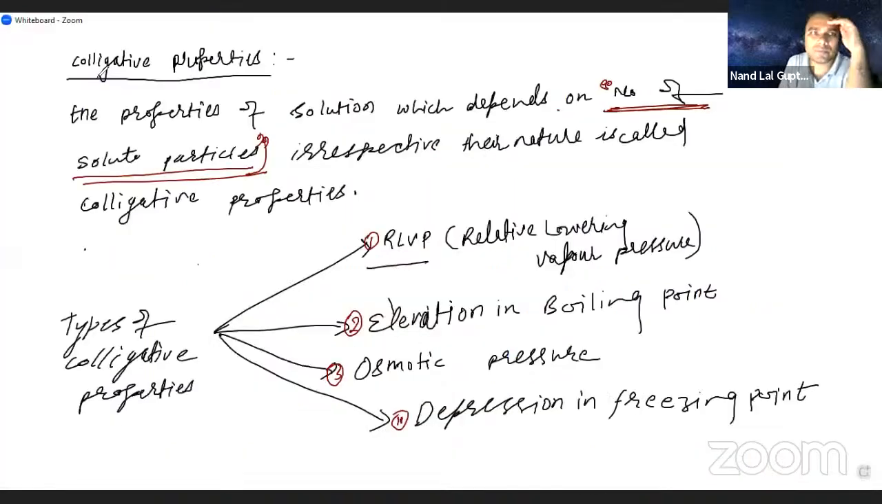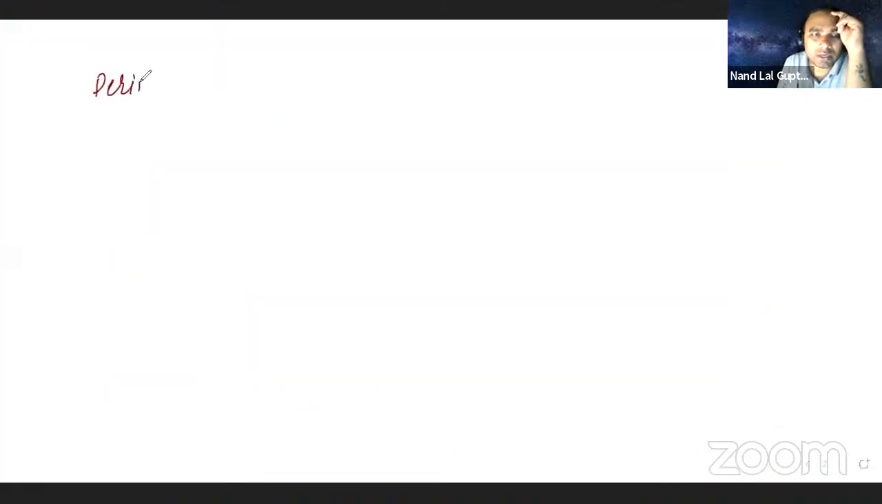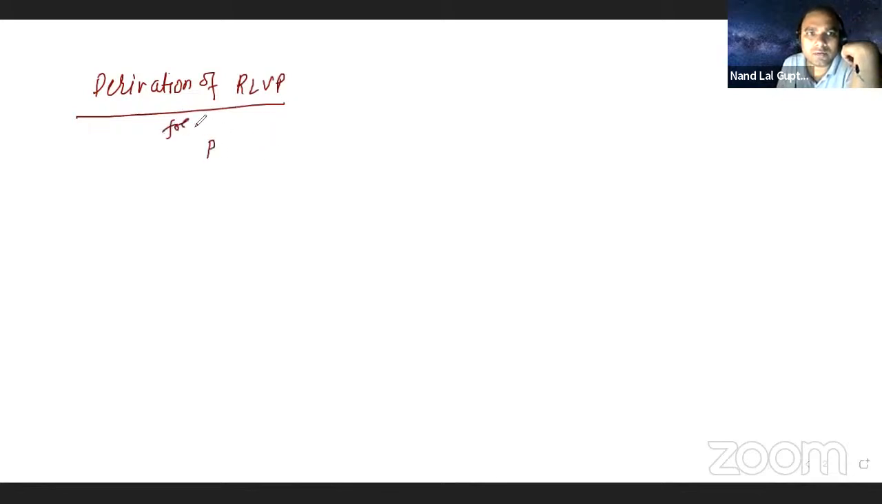So here you see the derivation of Raoult's law for vapor pressure, RLVP. What is there? For the solvent in solution, that is P1 equal to P1 naught X1. Equation 1. Is it okay?